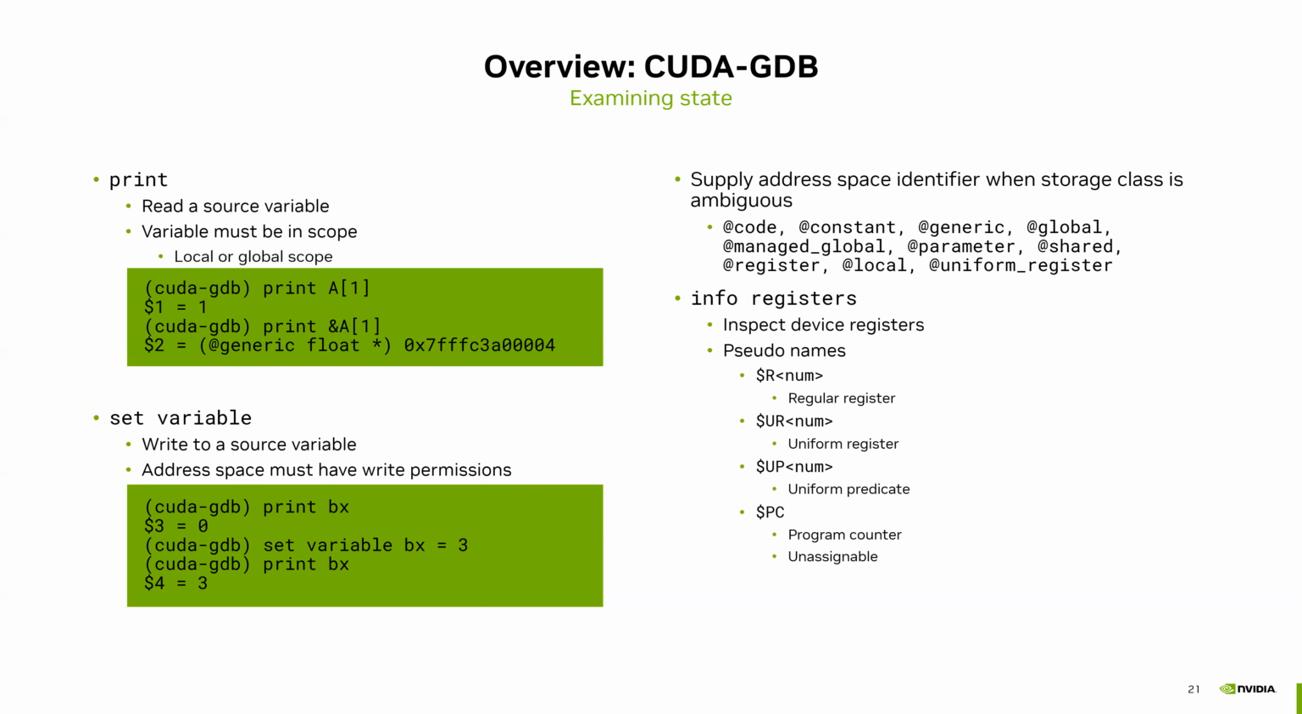Print command, this is what most people are used to with GDB. This will allow you to read a source variable, and this works the same way with device variables. But the variable must be in scope, and this could be either local or global scope. So here's an example: print, I have an array A. Print element 1. Get the value of 1. You can also print the address, and it will show you the storage location here. So it's stored in generic memory, and it's a float pointer. And here is the address that we're pointing to.